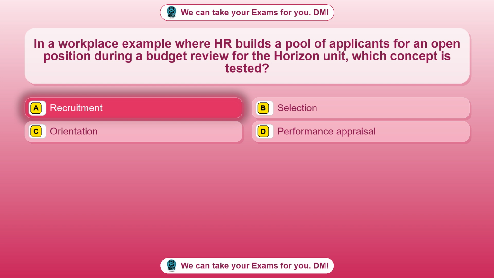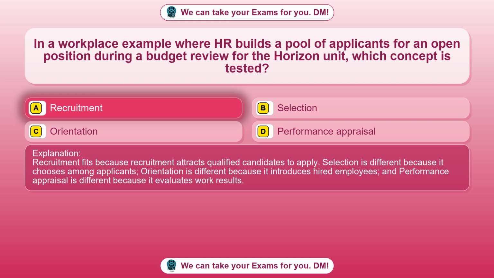The correct answer is option A, recruitment. Recruitment fits because recruitment attracts qualified candidates to apply. Selection is different because it chooses among applicants, orientation is different because it introduces hired employees, and performance appraisal is different because it evaluates work results.